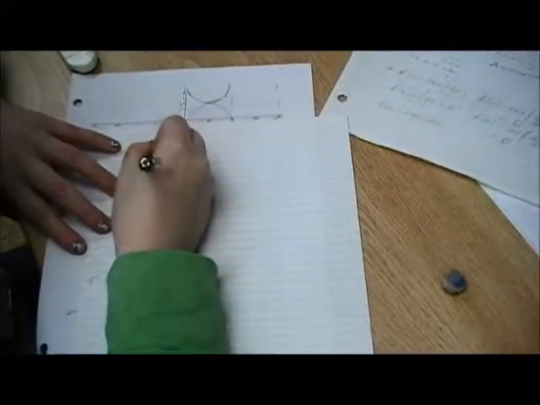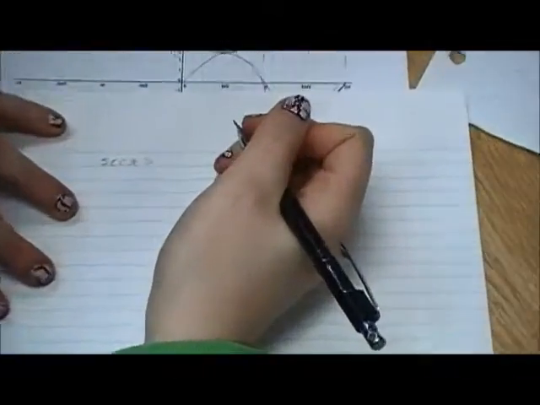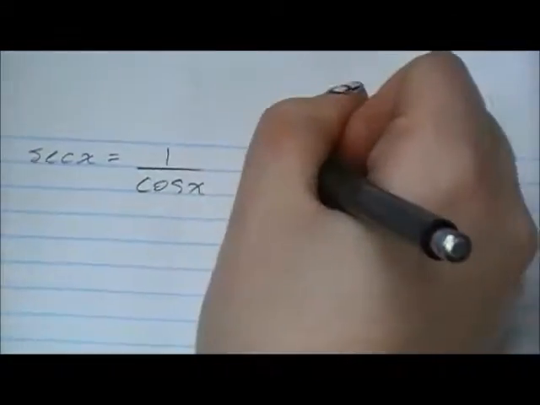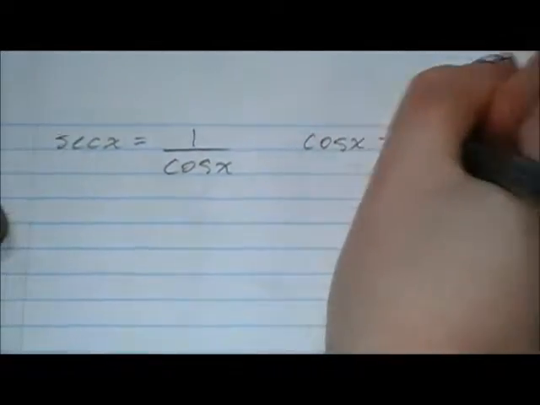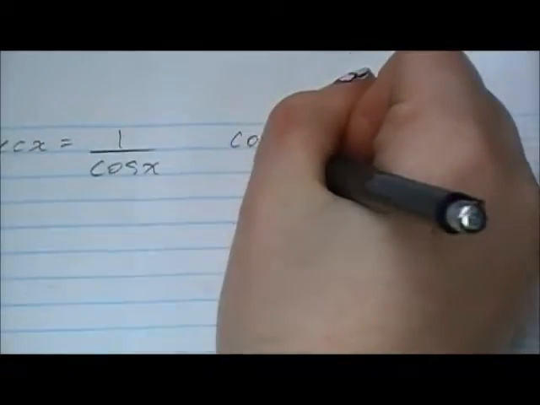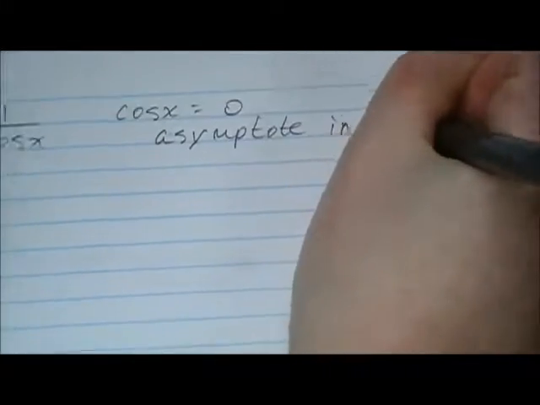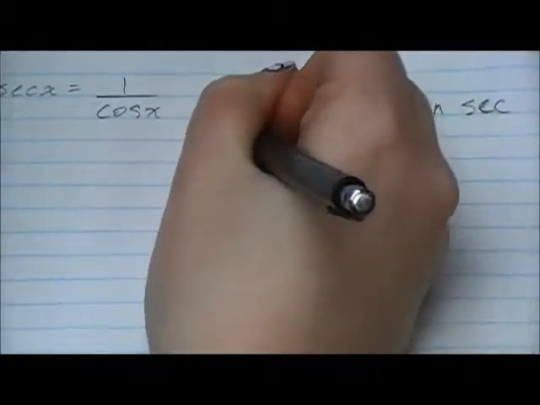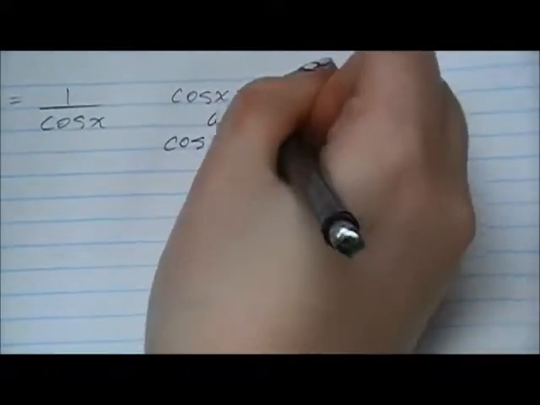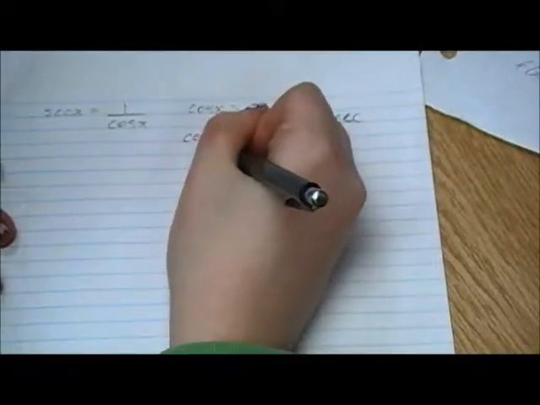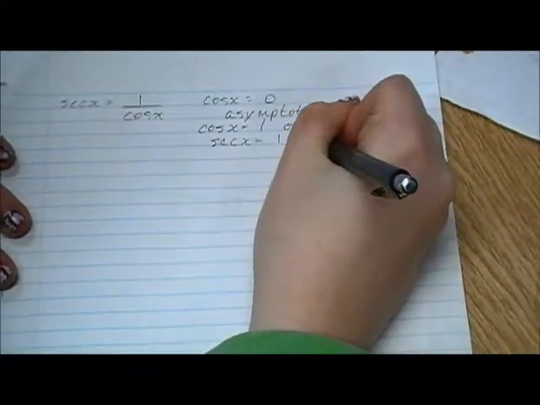And we know that secant x equals 1 over cos x. Therefore, whenever cos of x equals 0, that means that there's an asymptote in the secant graph. And whenever cos x equals 1 or negative 1, secant x equals 1 or negative 1.